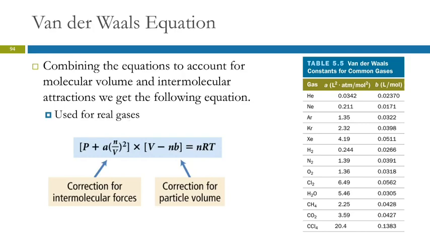Here's when you take both of those corrections and put them into the ideal gas law. PV equals nRT, that's nice and simple and elegant. This is a mess, which is more like real life. And just in case you would ever need them, here are some of the Van der Waals constants for different gases.